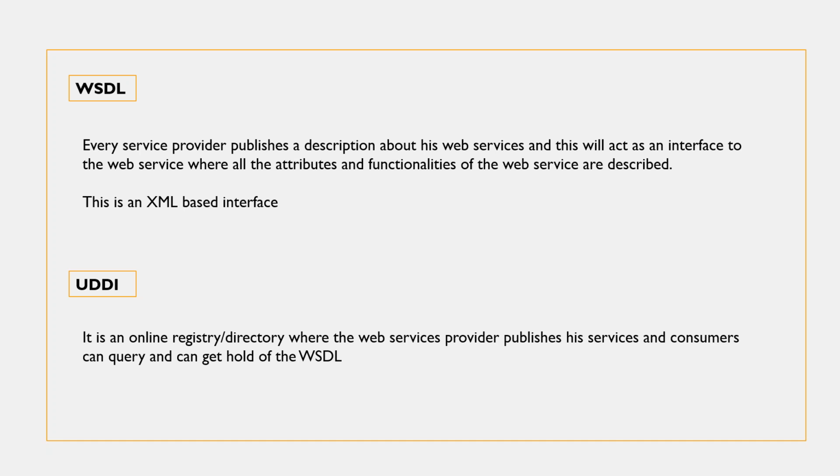This online registry or directory is called UDDI, Universal Description, Discovery and Integration. It is an online directory where the provider can publish the WSDL and the consumer can query and get hold of the WSDL and use it to call the web service. So these are the different specifications led by an international body, called the SOAP specifications. All web services that follow these specifications are called SOAP web services. This is clear. Now we'll learn about REST web service.